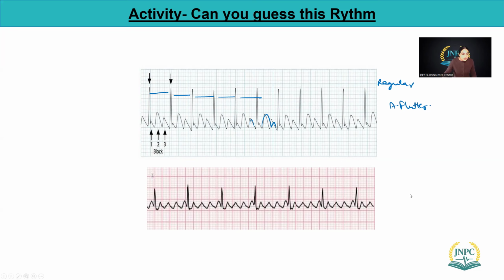So this is another way. Instead of a P wave, we just see those sawtooth shapes, and in this the gap is the same. The R to R interval is okay, but in atrial flutter we just see those sawtooth shapes. So still there is no definitive P wave, right?